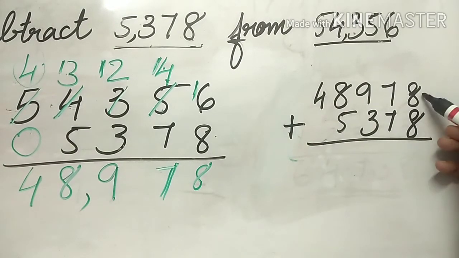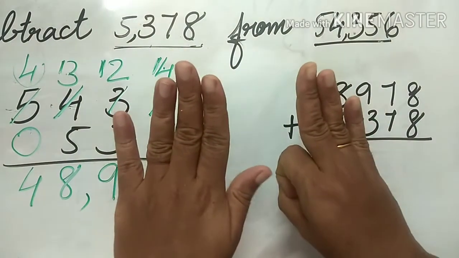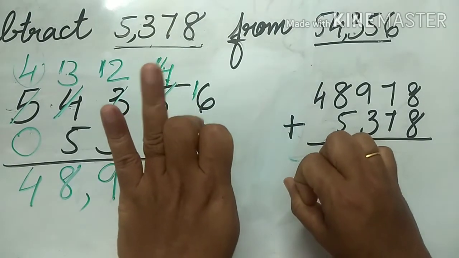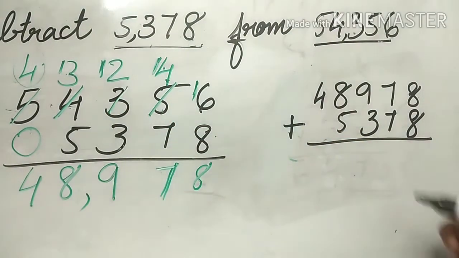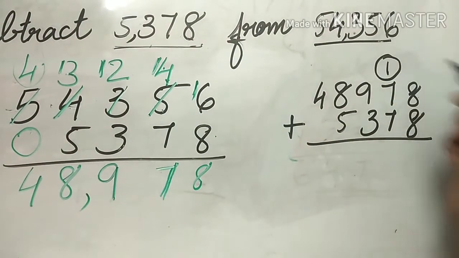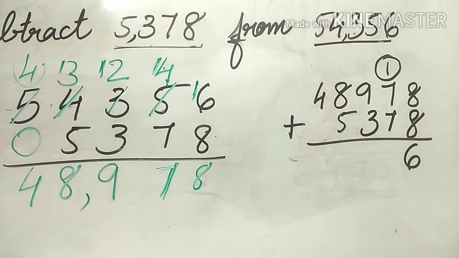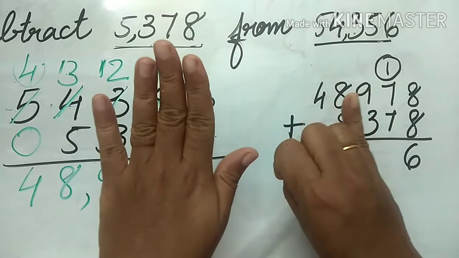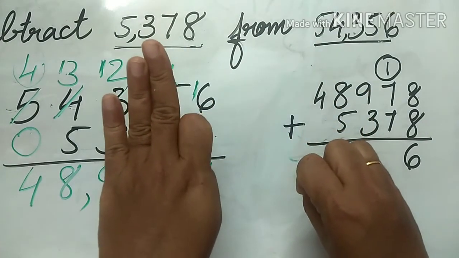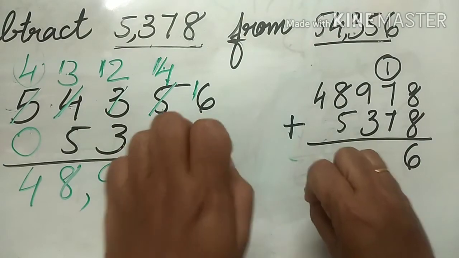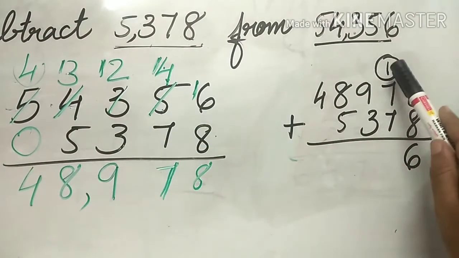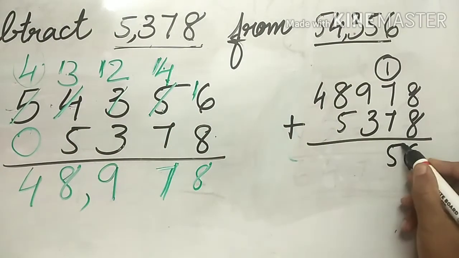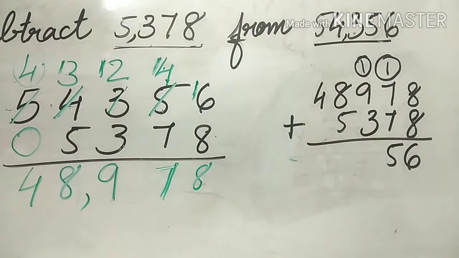8 plus 8. 8 in your mind, 8 in your hand. After 8, 9, 10, 11, 12, 13, 14, 15, 16. Answer is 16. So I write 1 on top and 6 below. 7 plus 7. 7 in your mind, 7 in your hand. After 7, 8, 9, 10, 11, 12, 13, 14. 14 in your mind, 1 in your hand. After 14, 15. Answer is 15. 5 I am writing here. 1 I am giving to the next person.